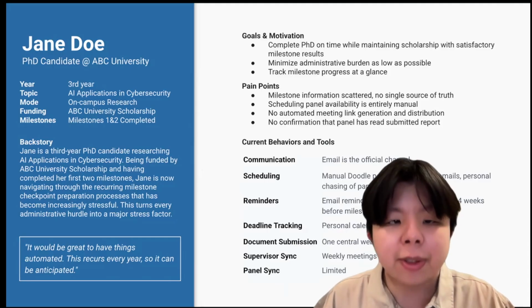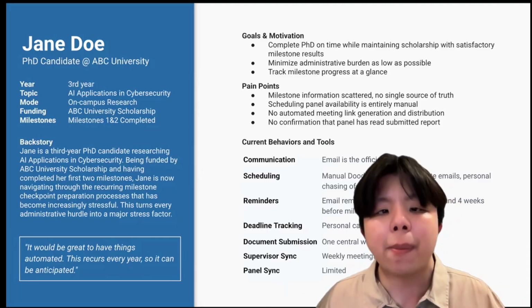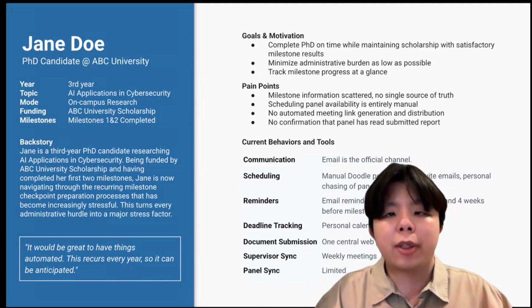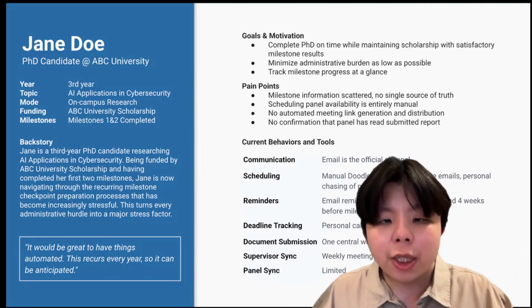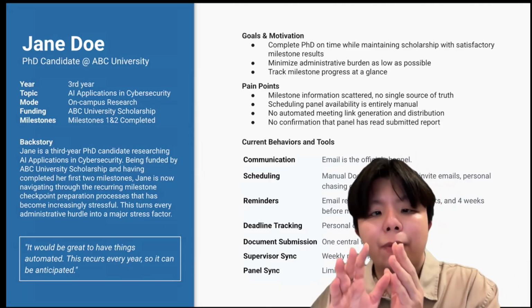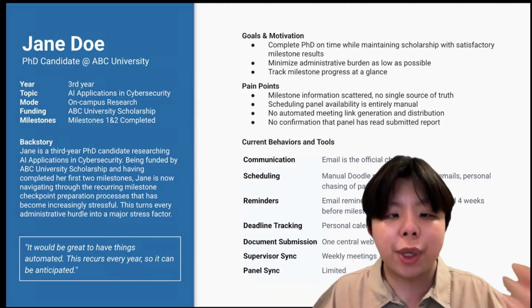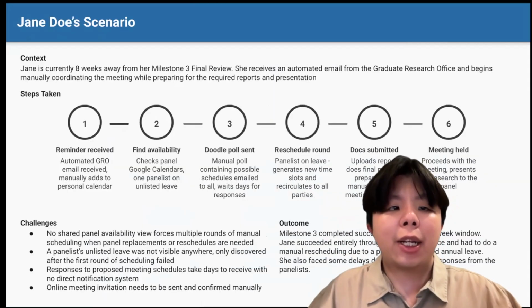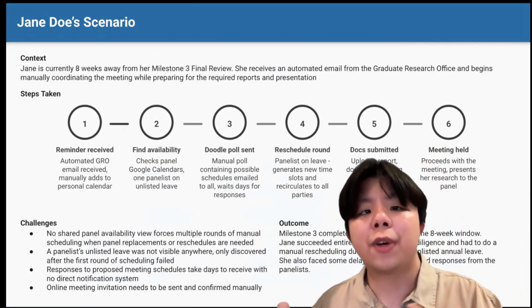And as you can see here, basically all communication, scheduling, reminders, everything is done via email, manually via Doodle polls. Deadline tracking is basically done manually in her personal notes. And document submission is done entirely from one central web portal. She does a supervisor sync weekly, and she has a very limited panel availability. And her scenario is that she's currently 8 weeks away from her milestone final review.